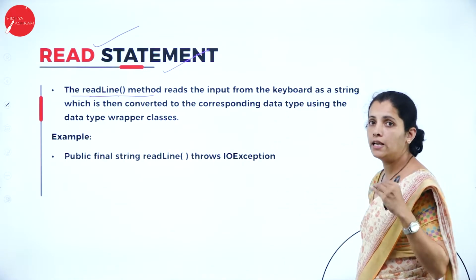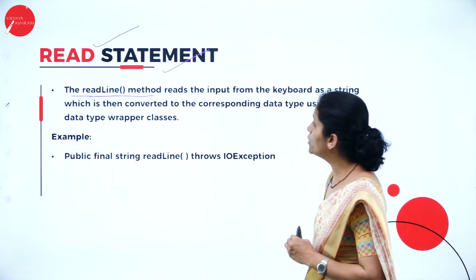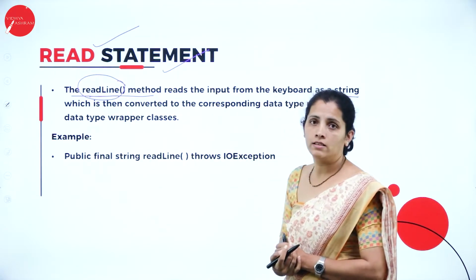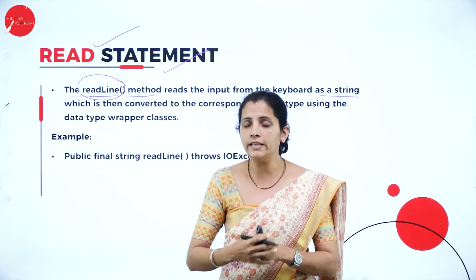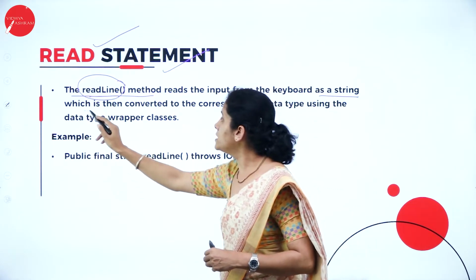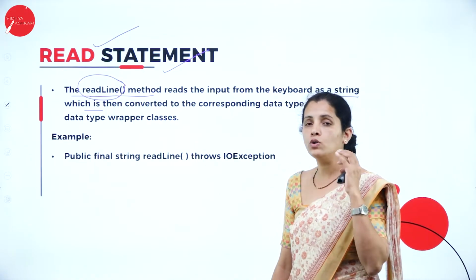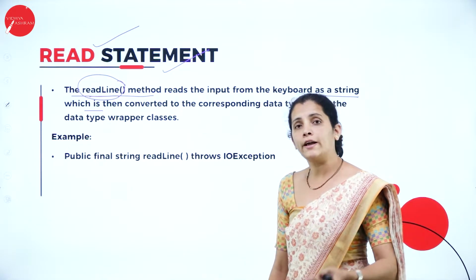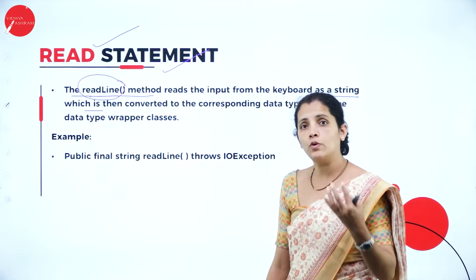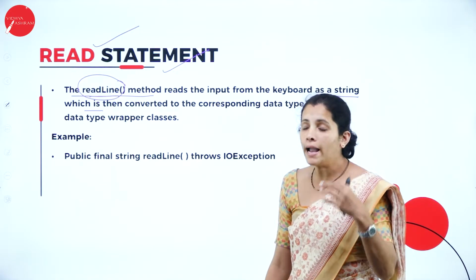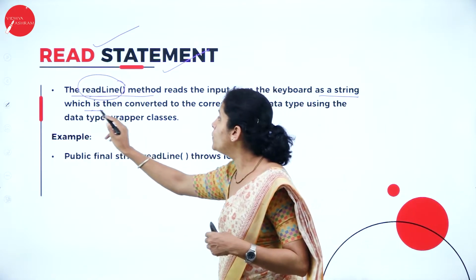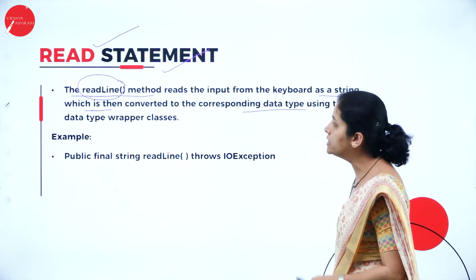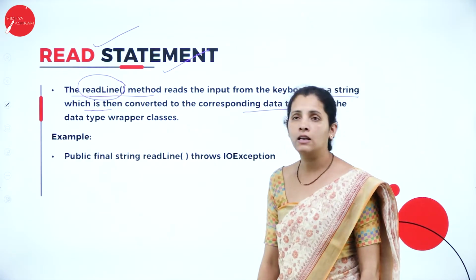Suppose I want to read the input from the keyboard, which method am I going to use? That is readLine, as a string. That means whatever input I read is in the form of a string, which is then converted. I want to convert that string into my data type, according to my requirement. So it is converted to the corresponding data types using the data type wrapper class.